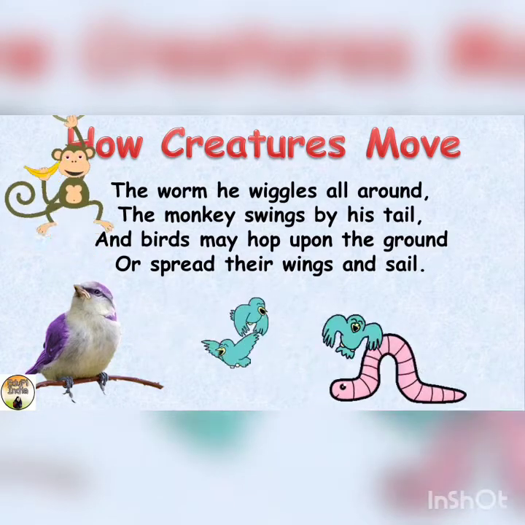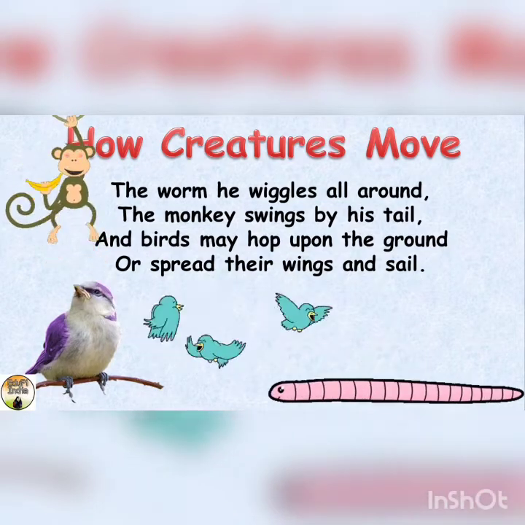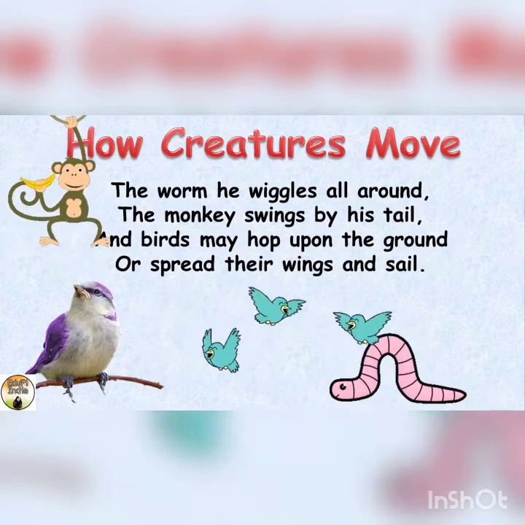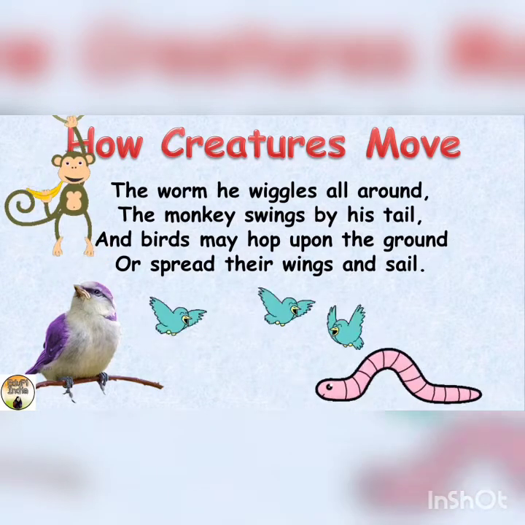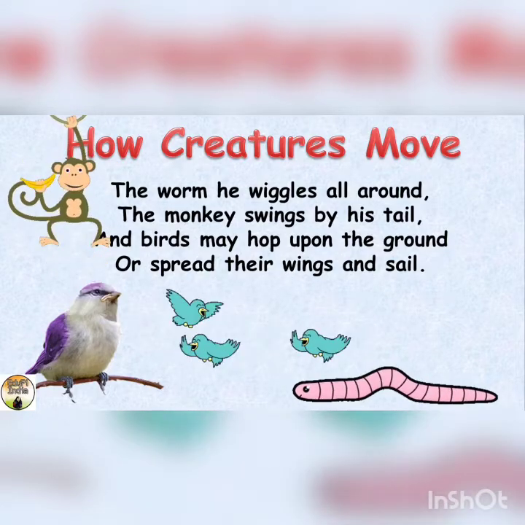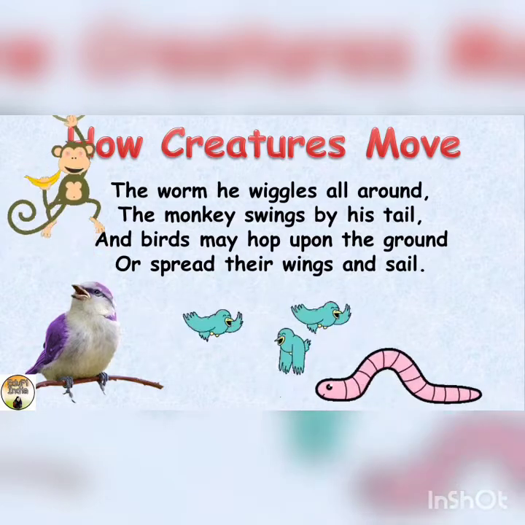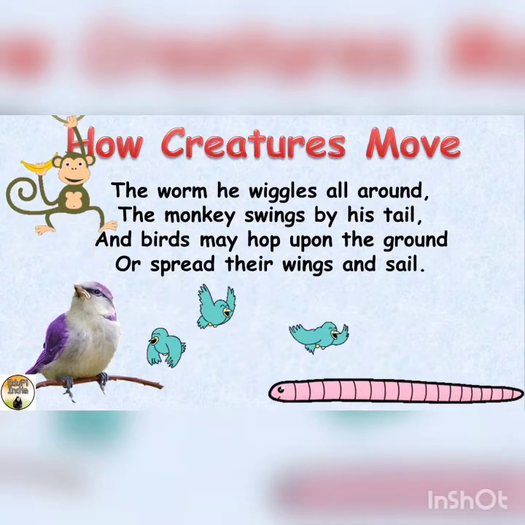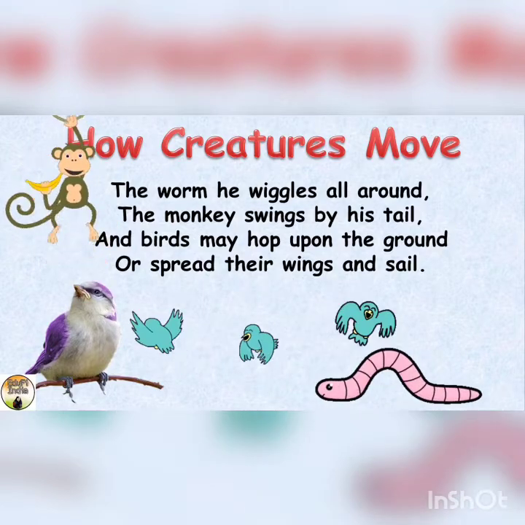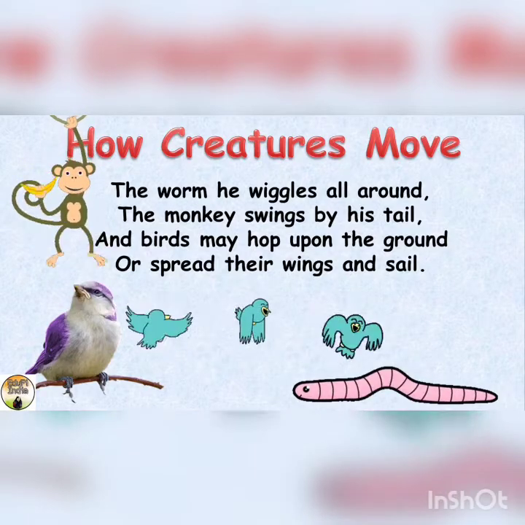Likewise, you can see the monkey. Although here in the picture he is holding the stem with his hand, he can swing along his tail also. So they can hold the stem with the help of their tail and they can simply swing with that. And birds may hop upon the ground. So with the help of their feet, they are able to hop. It's like a small jump. Maybe I'll share that movement later.